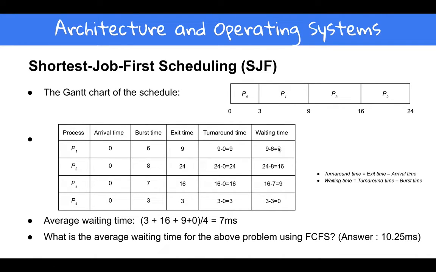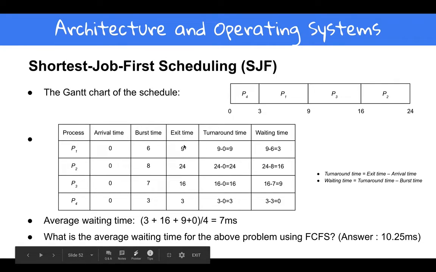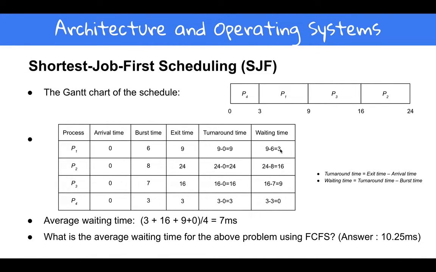Waiting time, just take away the burst time from the turnaround time. 9 minus 6 is 3, which is right, because P1 waited 3 seconds. It took 6 seconds to be executed. P2, 24 minus 8 is 16. Sorry, this is the waiting time for that. And the last one, 3 minus 3 is 0, the waiting time for that.